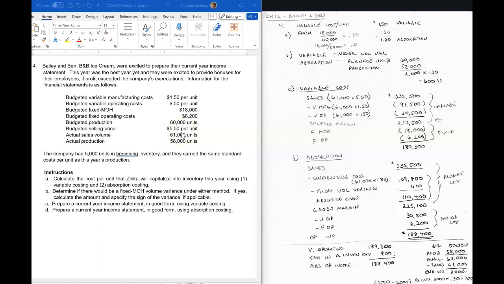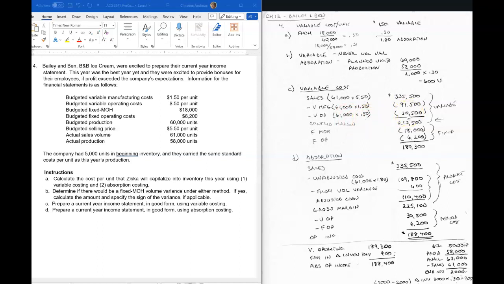Budgeted selling price is $550 per unit. So I've got $335,500 in sales. Variable manufacturing, 61,000 actual units at $1.50 for variable cost per unit, and variable operating expense, 61,000 times 50 cents per unit, or $30,500.